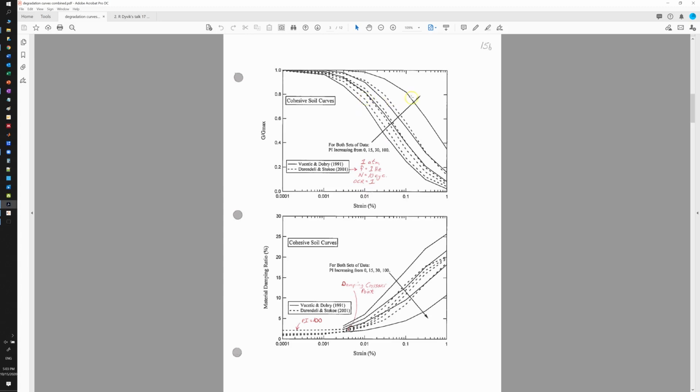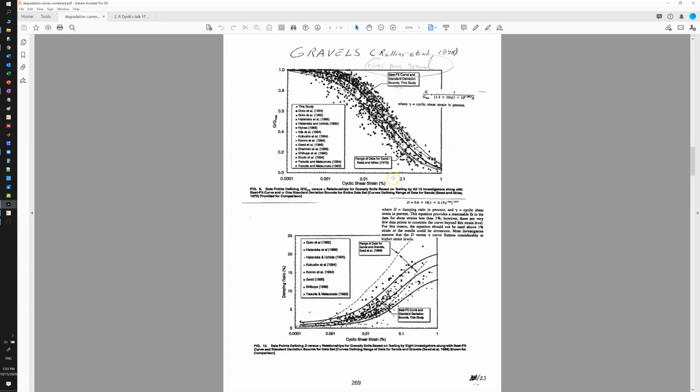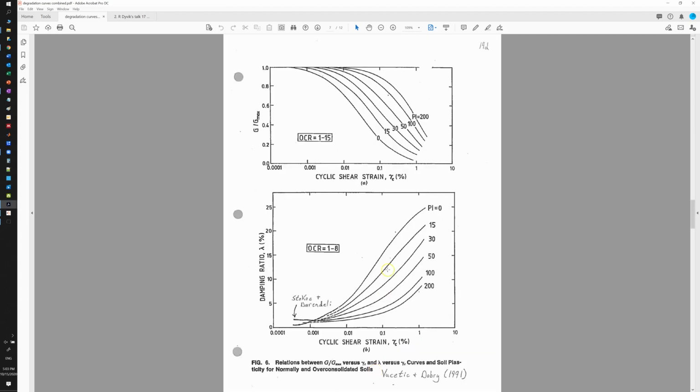But anyways, those are the clay curves that you can use, and more curves for the sand. Again, try to compare the Stokoe model with the sand and Idriss. And this is the gravel curve that we looked at earlier. A little bit of comparisons over here. Actually, those are some correlations. We talk about that later.